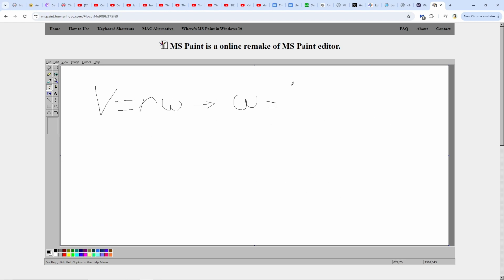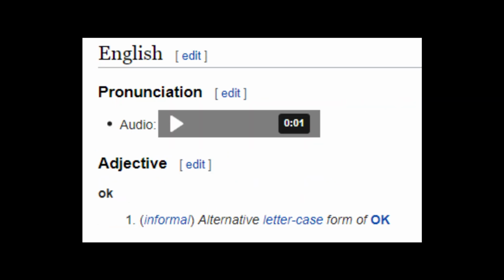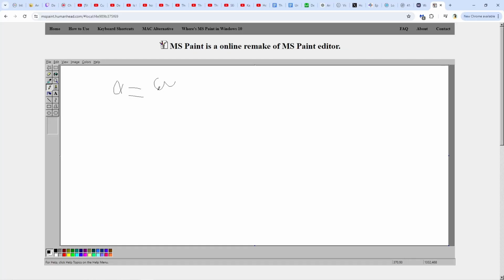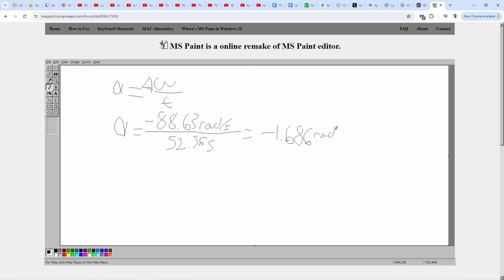Alright, so now that we have velocity and radius, we can plug it into our equation and we get that the angular velocity is around 88.63 radians per second. Wow, okay. So now that we have the angular velocity, let's plug that into our equation to determine the angular acceleration. We take the angular velocity and divide it by the time it takes to stop in the initial angular velocity, which is around 52.56 seconds, and so we get an angular acceleration of around negative 1.686 radians per second.